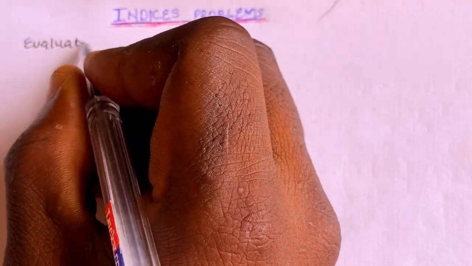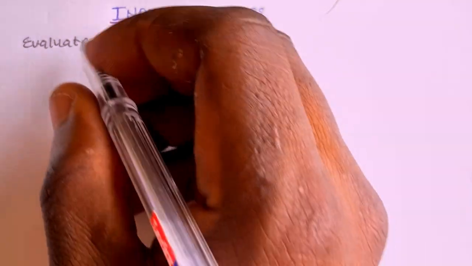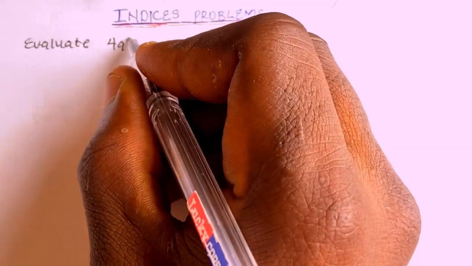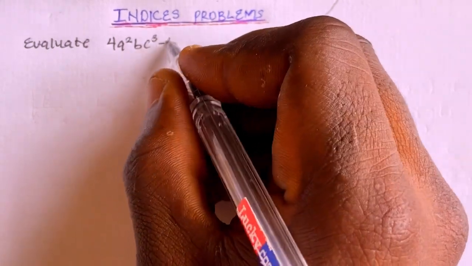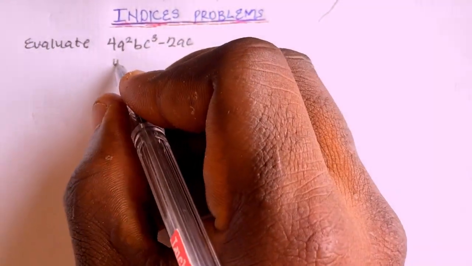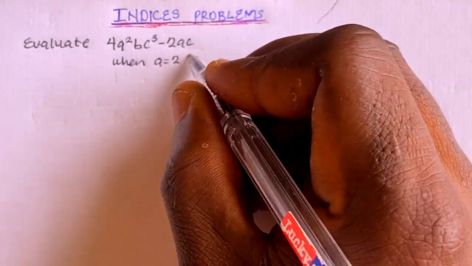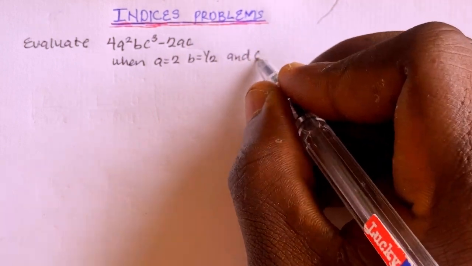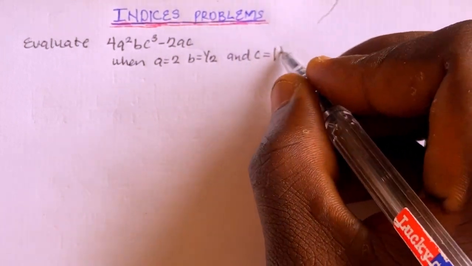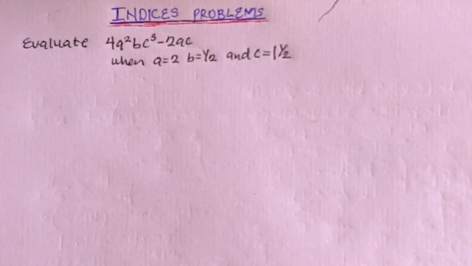We're asked to evaluate 4a squared, b cubed, then minus 2ac, when a equals 2, b equals 1 over 2, and c equals 1 1/2. So this problem is actually very simple.